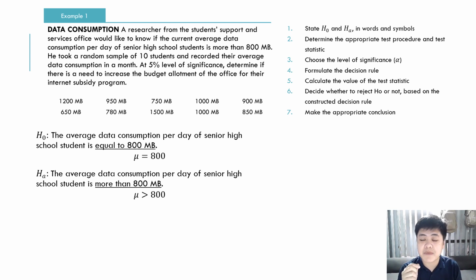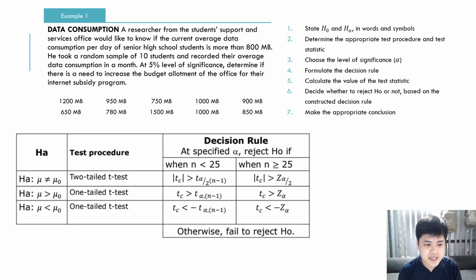The second step is we're going to determine the appropriate test procedure and the test statistic. Let's go back to the table from earlier. So here's the table. Recall the alternative hypothesis. The alternative hypothesis states that mu is more than 800 MB. So we look at our Ha, and we look at this row. So our test procedure will be a one-tailed t-test.